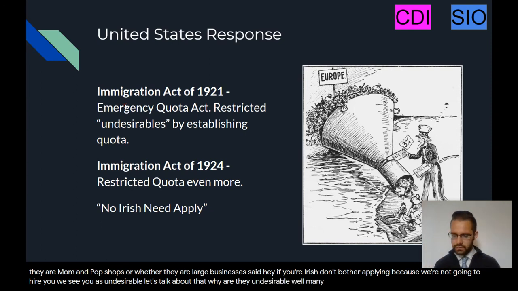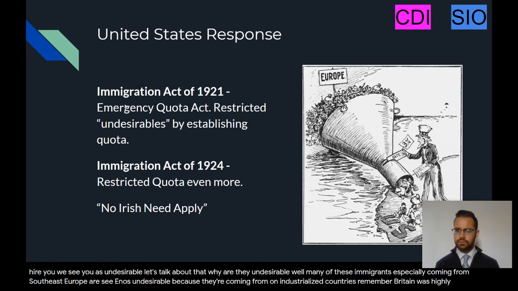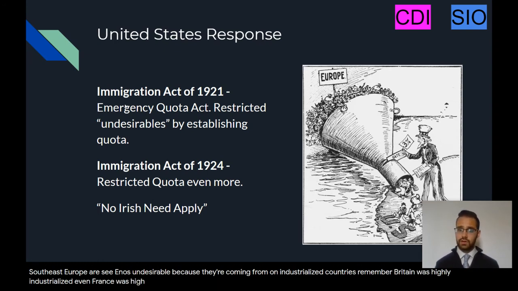Well, many of these immigrants, especially coming from Southeast Europe, are seen as undesirable because they're coming from unindustrialized countries. Remember, Britain was highly industrialized. Even France was highly industrialized as well. So those immigrants were welcomed with open arms.